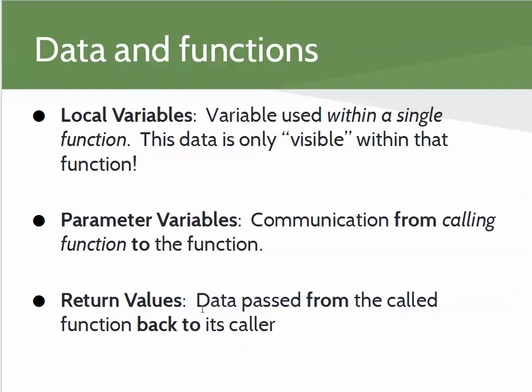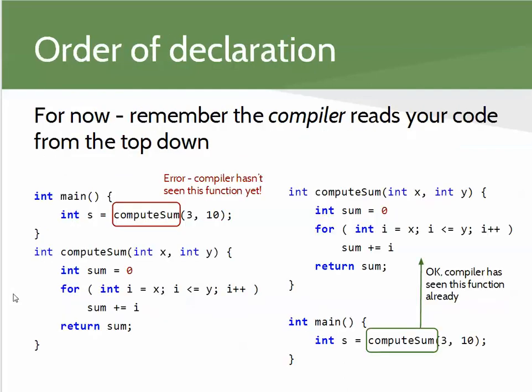Return values are not really variables within the function, but they are data that gets passed back to the caller, back to main, back to the user of your function. The caller has the responsibility to place that data into a variable if they're going to use it. So if we look back over here, main saved the return result. You can think of the return result as the result of this expression. It assigns it into S.